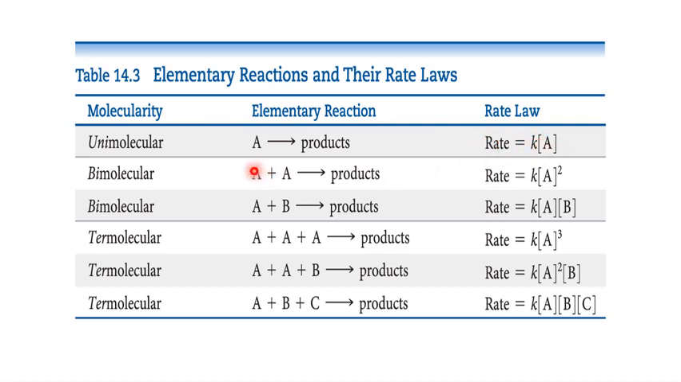And if we have two molecules reacting in an elementary reaction, we call that bimolecular. It is not necessary that they are both the same reactant. They can be different reactants too, and still we will say bimolecular. That depends only on the number of reacting molecules. So according to that, we can write the rate expression as well.